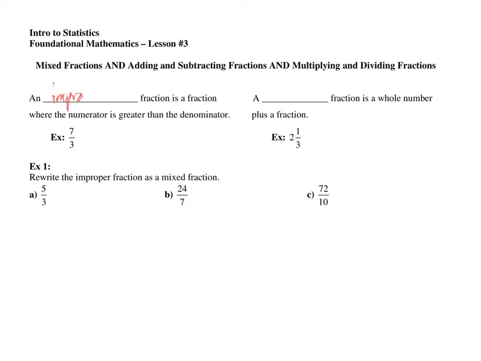There we go. Alright, an improper fraction is a fraction where the numerator is greater than the denominator. Okay, so numerator is greater than the denominator. Alright, a mixed fraction is a whole number plus a fraction. We got the whole number here, and attached to it is another fraction. Alright, rewrite the improper fraction as a mixed fraction.